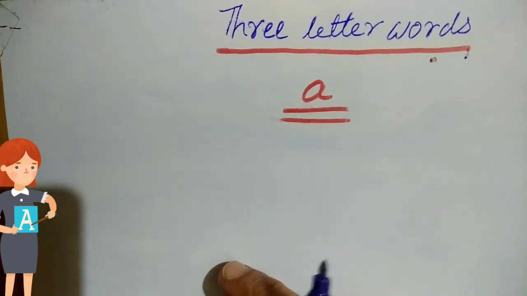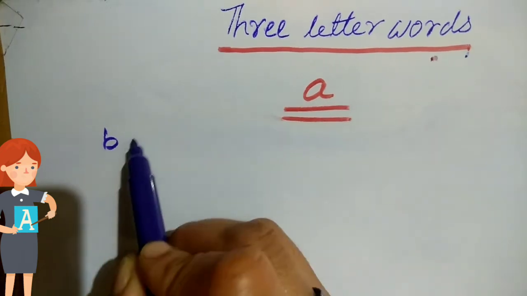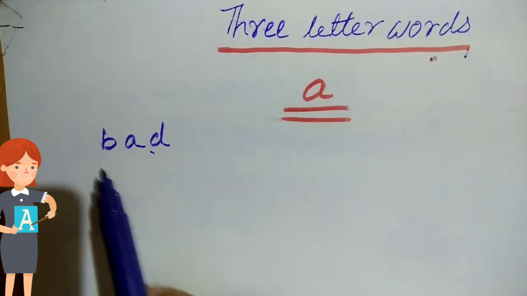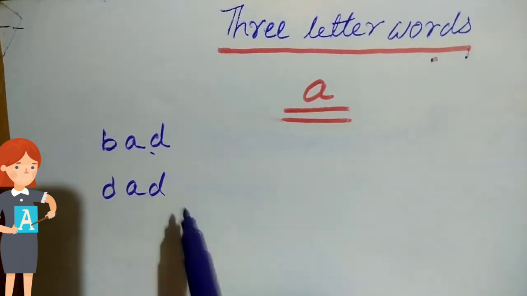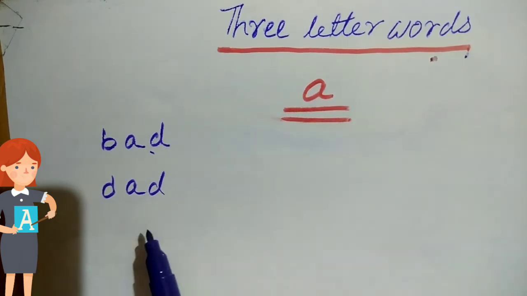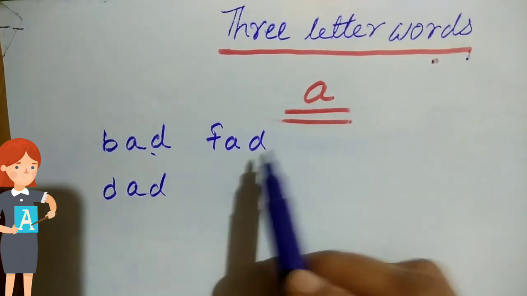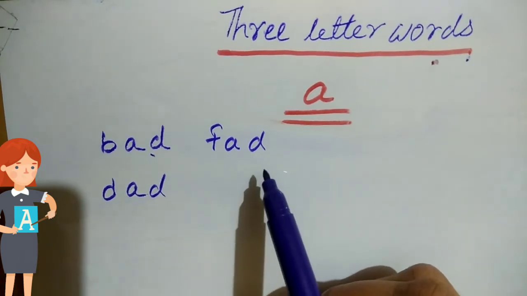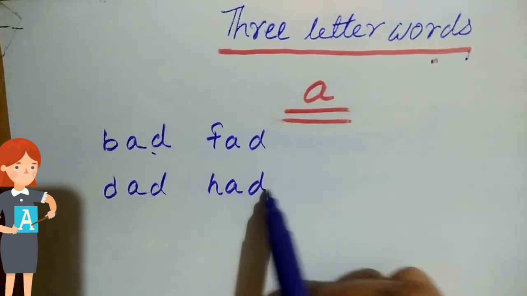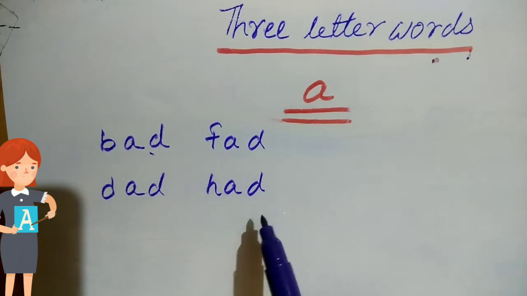Now, let's learn more words. The next word is B, A, D, bad. D, A, D, dad. Next one, F, A, D, fed. The next one, H, A, D, head.